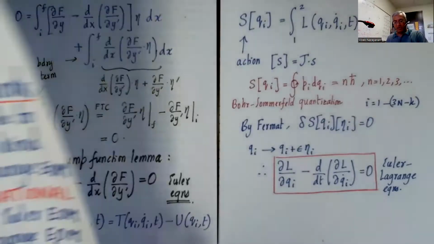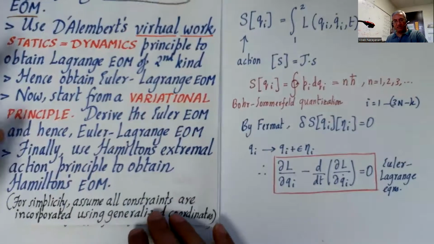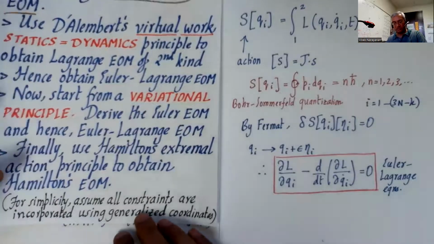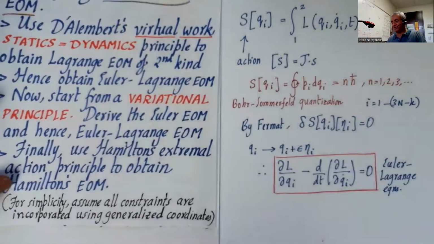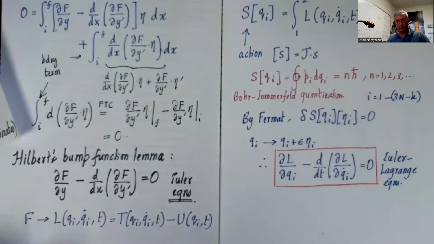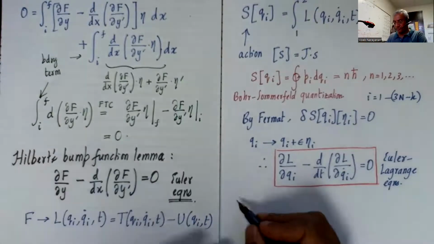The final portion of our video is to use Hamilton's extremal action principle to obtain Hamilton's equations of motion. And then I will also prove or indicate the proof, without really going into the details of the bump function lemma of Hilbert that we used. So that's what remains. So let's go on to the next part, which is Hamilton's principle.